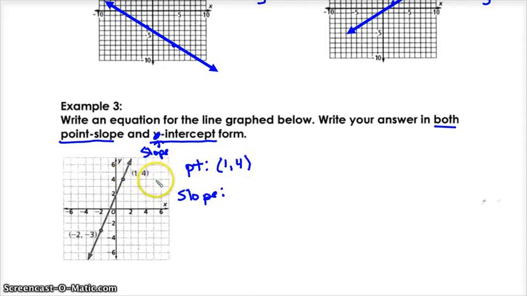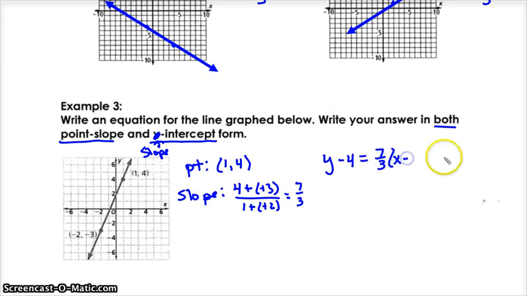So I'm going to use the point (1, 4), and then to find the slope, I need to use my slope formula. So y2 minus y1 divided by x2 minus x1, and we get that my slope here is 7 over 3. So I'll go ahead and write this in point slope form. Y minus 4 equals the slope times x minus my x coordinate, which is 1.